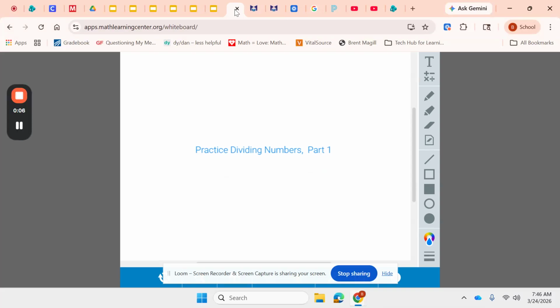Hey there, guys. Today we're going to get into practice with dividing numbers, and this is part one. These are just numbers that might be whole numbers, or numbers that might be decimal numbers. We're going to look at a few problems and just practice them. So you need your spiral notebook paper or just regular paper and a pencil to do some work and follow along with me. Okay, so let's get started.